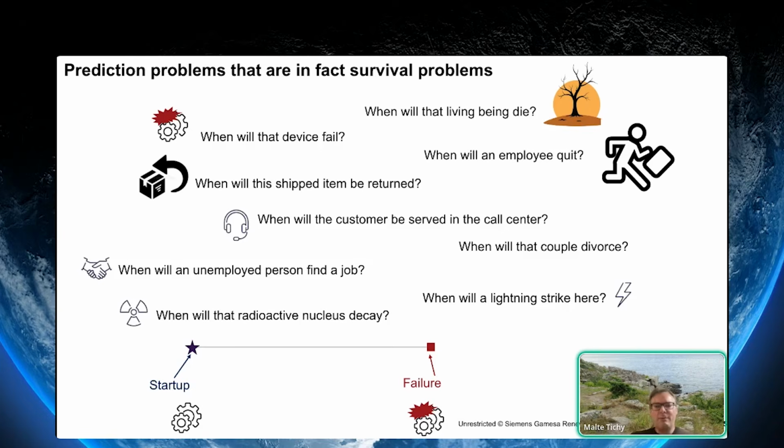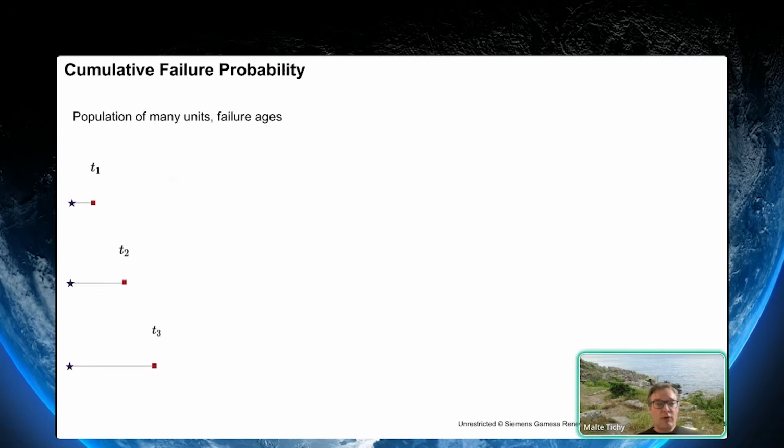You have a startup, you have one state, and you're interested in when the state changes to another state, typically a failure or a divorce, or the shipped item being returned. So if we now have such a population of many units and we have collected all the failure ages, the question arises, how can we describe it? How can we visualize the data set?